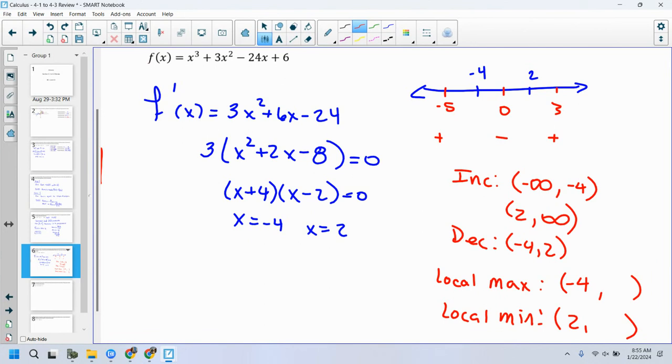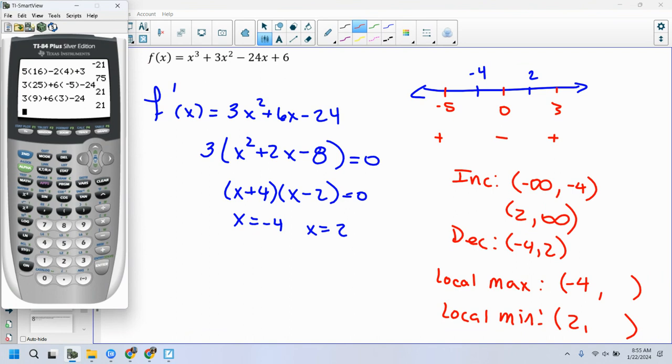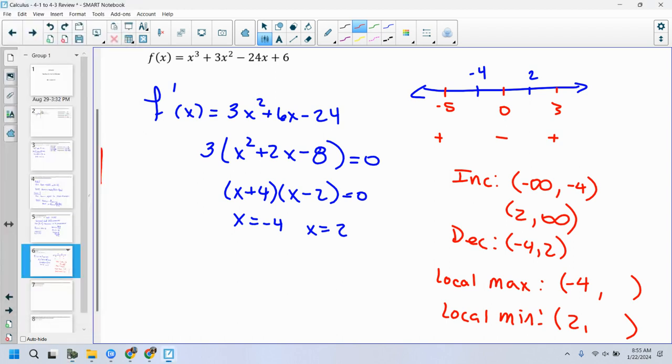Now, let's figure out what those somethings are. Go back into the original for this. -4 to the third plus 3 times -4 squared minus 24 times -4 plus 6. That's 86. -4 comma 86. Pretty high up there.